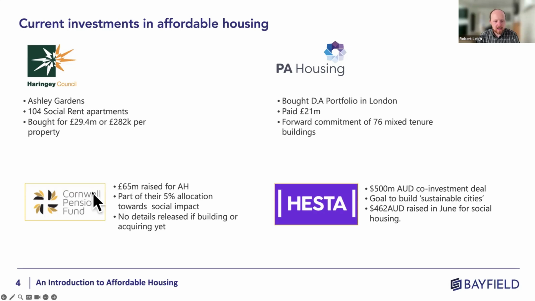If we look at the Cornwall Pension Fund, they actually allocate 5% of their pension towards social impact. So this comes back to the ESG point that I mentioned to you before. And so £65 million of that pension fund has gone towards affordable housing. And so that's part of their mantra.